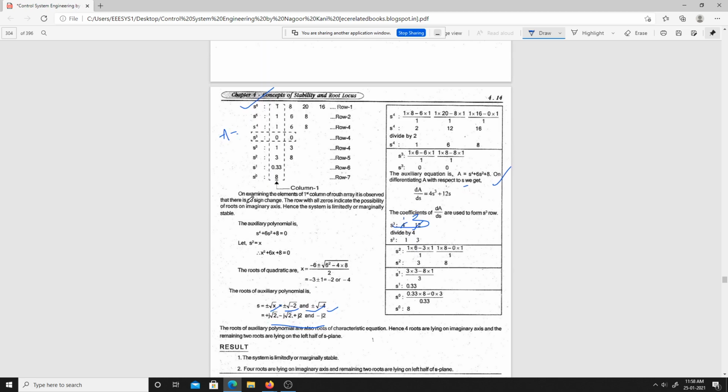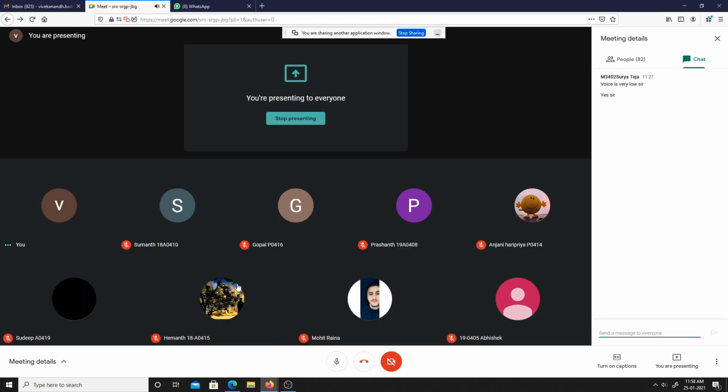Case 3 we'll discuss in the next class. For now, I'll stop here. Anyone having any doubts, you can ask me regarding the construction of the Routh array, regarding the cases. Three cases we have discussed.